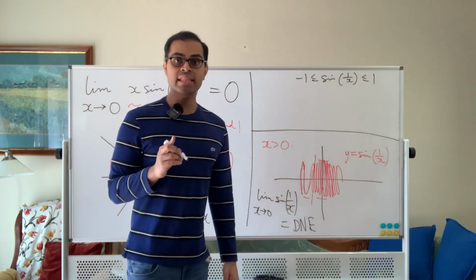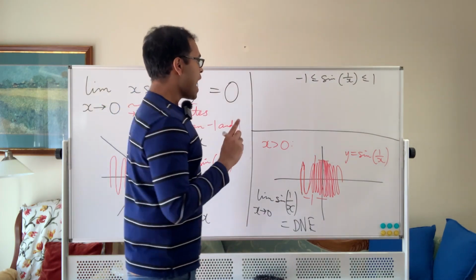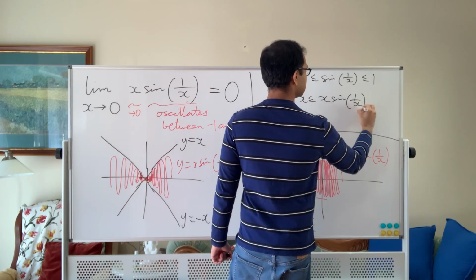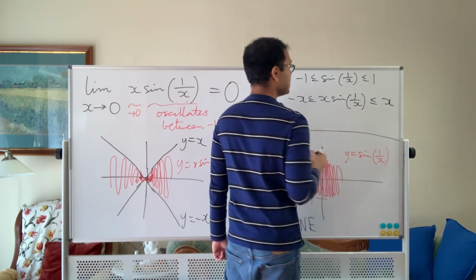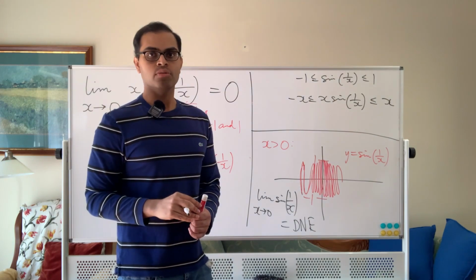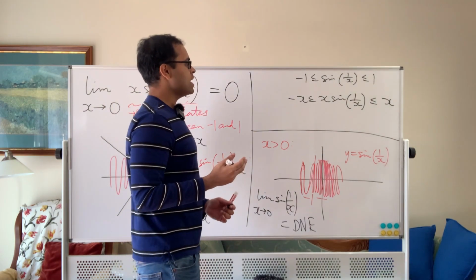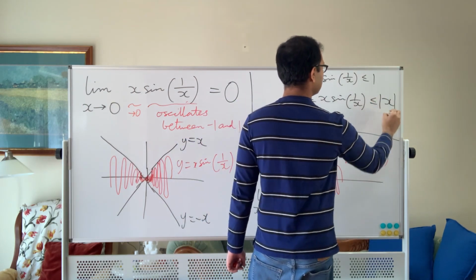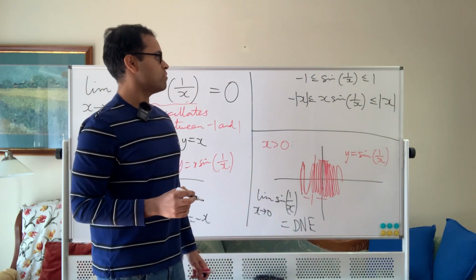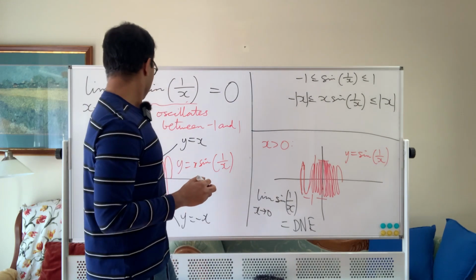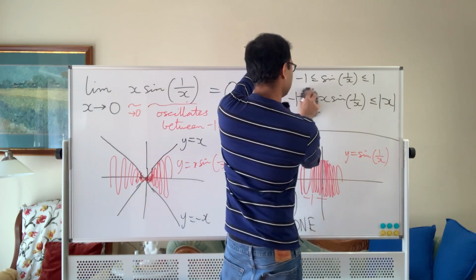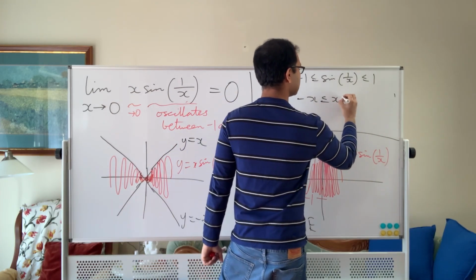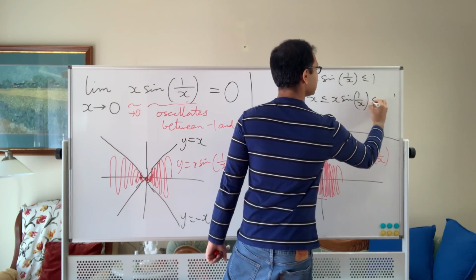So minus 1 is less than or equal to sine 1 over x less than or equal to 1. Multiply the inequality by x, okay? And what we get is minus x is less than or equal to x sine 1 over x is less than or equal to x. Now, if x is negative, the inequality flips, but it's still true, okay? So maybe one way of saying this, if x is negative, is minus absolute value x is less than or equal to x sine 1 over x is less than or equal to absolute value x. Or in fact, we don't even need the absolute value. Sorry about that. I'm just going to keep it like this. You can see from the graph, it's minus x less than or equal to x sine 1 over x is less than or equal to x.